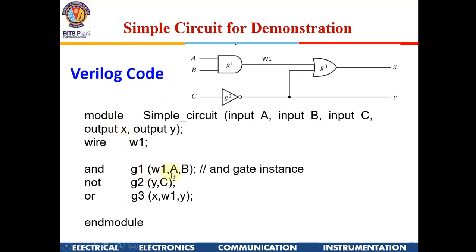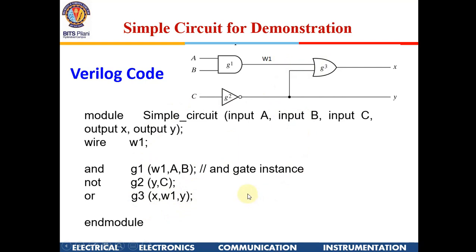Okay. And this is the syntax for an AND gate. For all digital gates we are going to use, it will be output followed by inputs. So in the G1 gate, W1 is the output, and A and B are the inputs. And the NOT gate is the G2 gate, in which Y is the output and C is the input. And then there is an OR gate, right? OR is gate 3, which is OR of W1 and Y, right? So this is the code which we have to write, and then we'll have to run and test it.